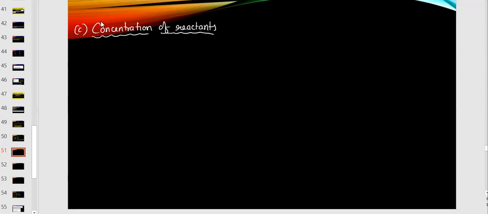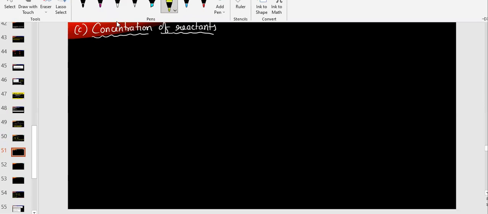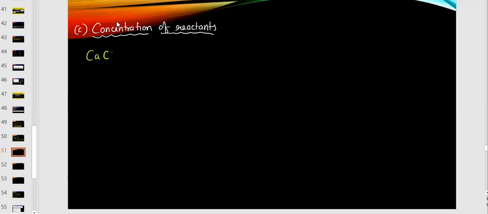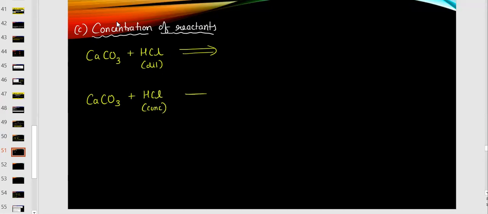Okay, so to discuss this, again, we are going to take an example of reactions. Let me write it. CaCO3 is going to react with HCl. Again, this is a dilute HCl. And in the next, CaCO3, calcium carbonate, is going to react with concentrated HCl. So when it reacts with dilute HCl, what will happen? When it is reacting with concentrated HCl, what will happen? So we are going to see that.